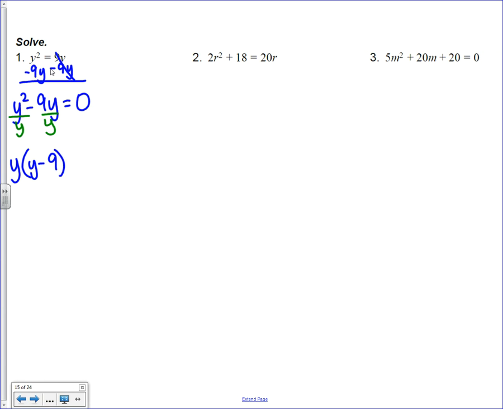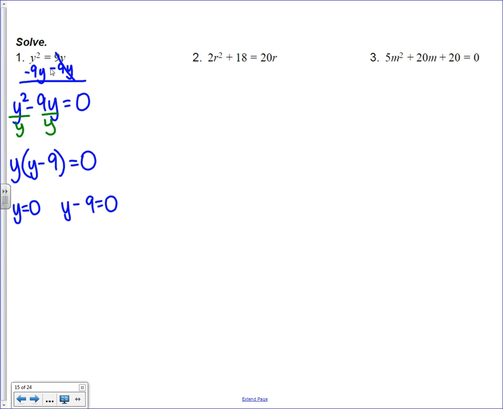Is everybody following Savannah here? Do you know where she gets that from? I subtract those and I get 1 y left in there. Those y's cancel and I just have my minus 9. Is that okay? Now I have my 2 factors, don't I? So I'm going to say either y can be equal to 0 or y minus 9 can be equal to 0.